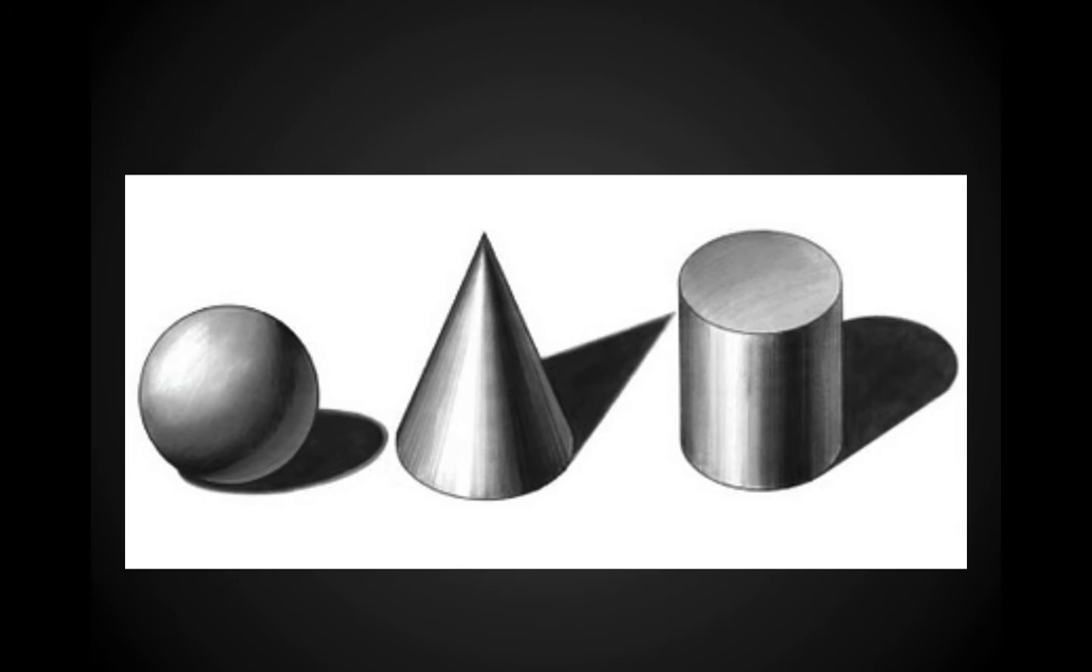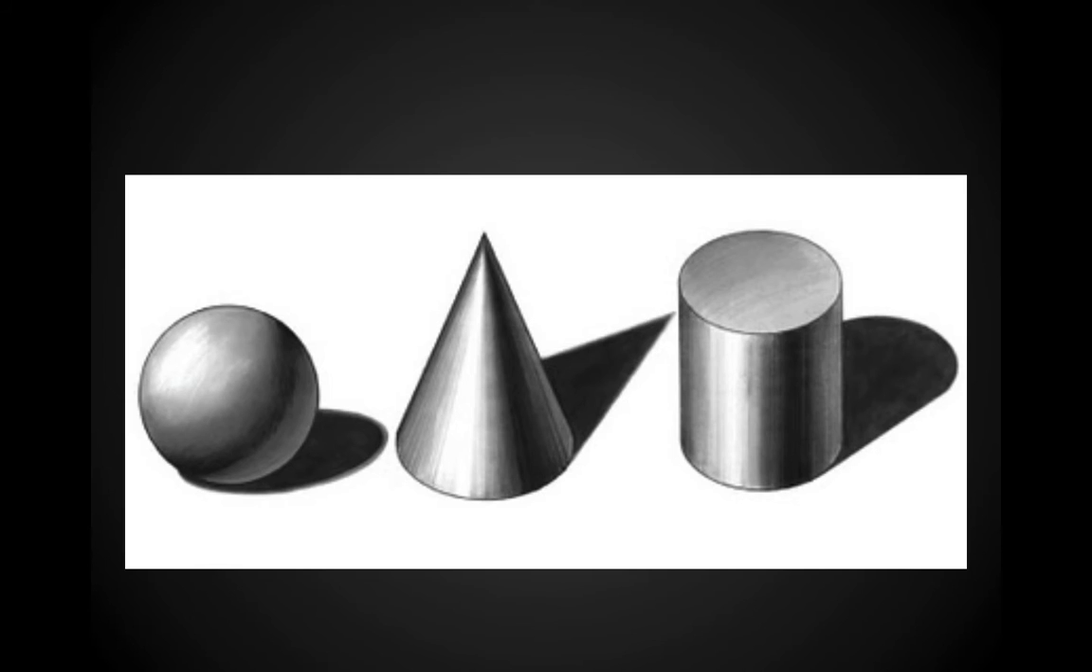Knowing that now, we look at these three forms, a sphere, a cone, and a cylinder. And we can see that the artist has used highlights, form shadows, and cast shadows. And for each of those forms, the form shadow and the cast shadow describes it. Oh, and even the highlight. In the sphere, the highlight's circular, the form shadow circular, the cast shadow circular.